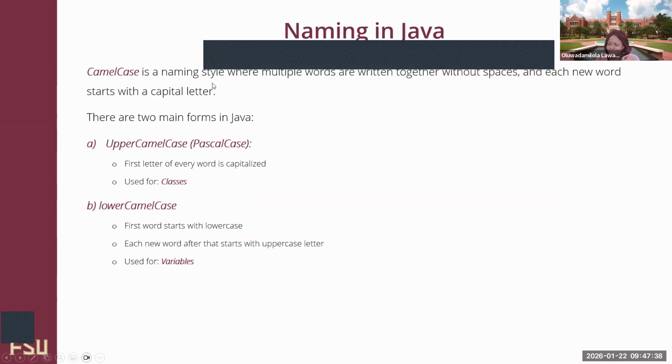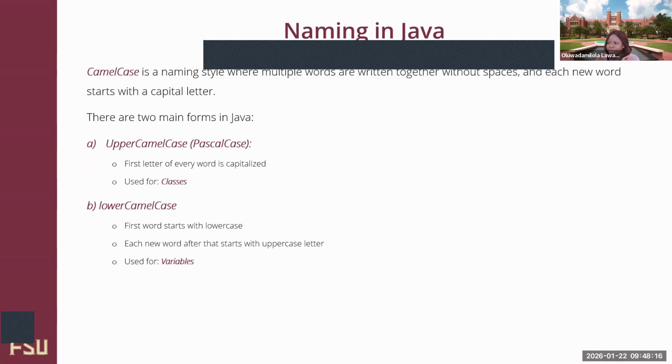So like I said on Tuesday, in Java we use something we call the CamelCase naming style. This is where multiple words are combined together, written together without spaces. And we have two forms of CamelCase. We have the upper one and we have the lower one. And I mentioned on Tuesday, the upper CamelCase can also be called Pascal case.